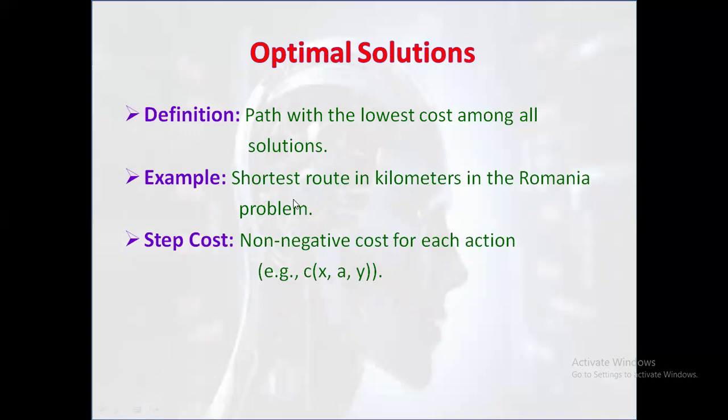Next, say for example, if you take the shortest route in kilometers in the Romania problem, the step cost is the cost associated with each action the agent takes. For example, the cost of traveling from one city to another might be measured in terms of distance or time. The agent uses the step cost to evaluate the efficiency of different actions and to select the most cost effective paths.